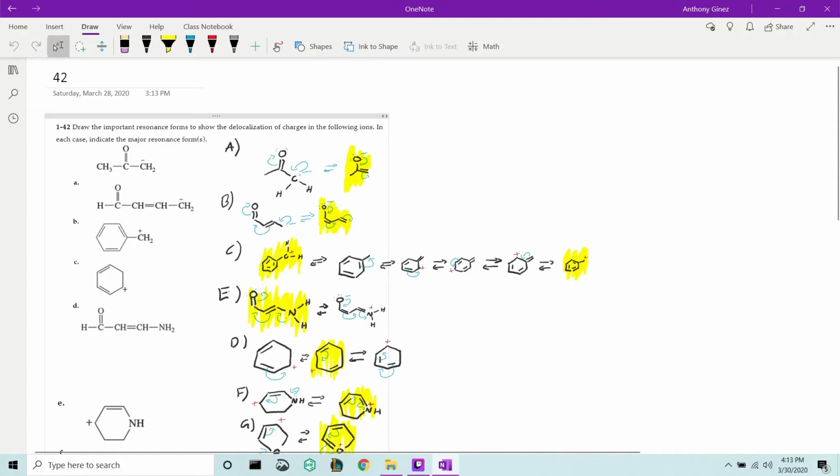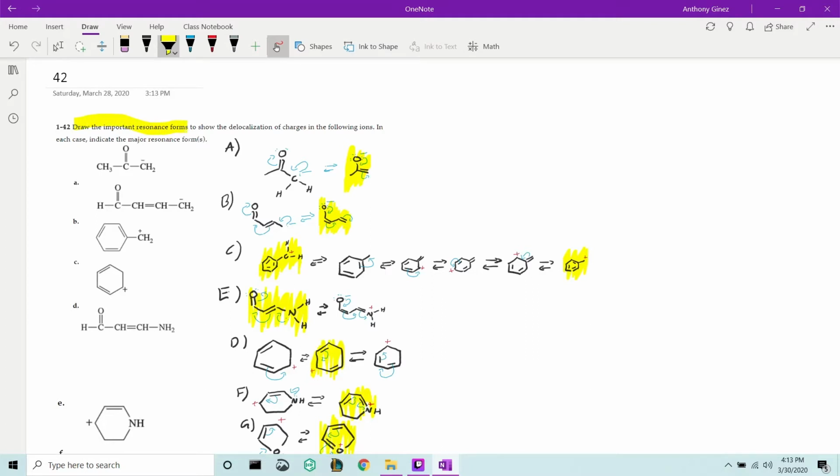Moving on to question 42, we're attempting to draw the important resonance forms to show the delocalization of charges in the following ions. In each case, indicate the major resonance forms. So it's asking us to draw our own important resonance forms, starting from a compound given. So what's the first thing I want to note?